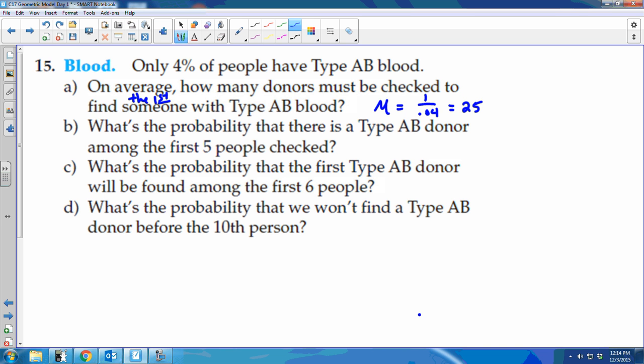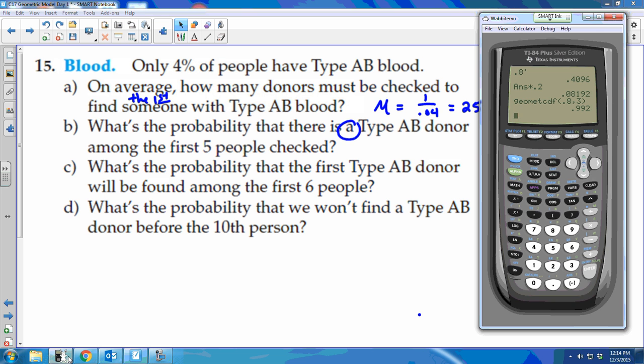Okay, checking. All right, so on B, it says, what's the probability that there is a type AB donor among the first 5 people checked? That means the first one in the first 5. So if we're doing the probability of the first one in the first 5, then what are we going to do in the calculator? Because I don't want to do it by hand.